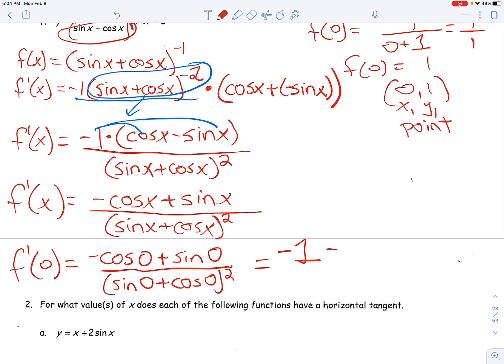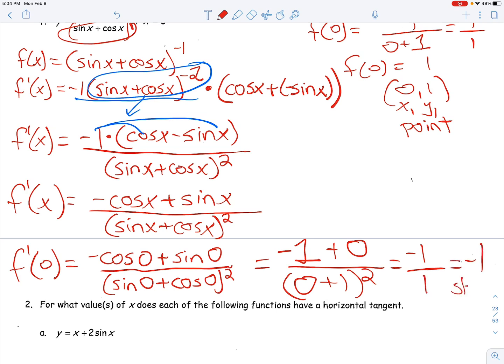Nice thing is we got sine of 0 and cosine of 0 before. Sine of 0 is 0. Cosine of 0 is 1. All right, so this is going to be negative cosine of 0, which is 1, plus 0, over sine of 0, 0, plus cosine of 0, 1 squared. So this is going to get you negative 1 over 1 squared. So your slope of the tangent line is negative 1.